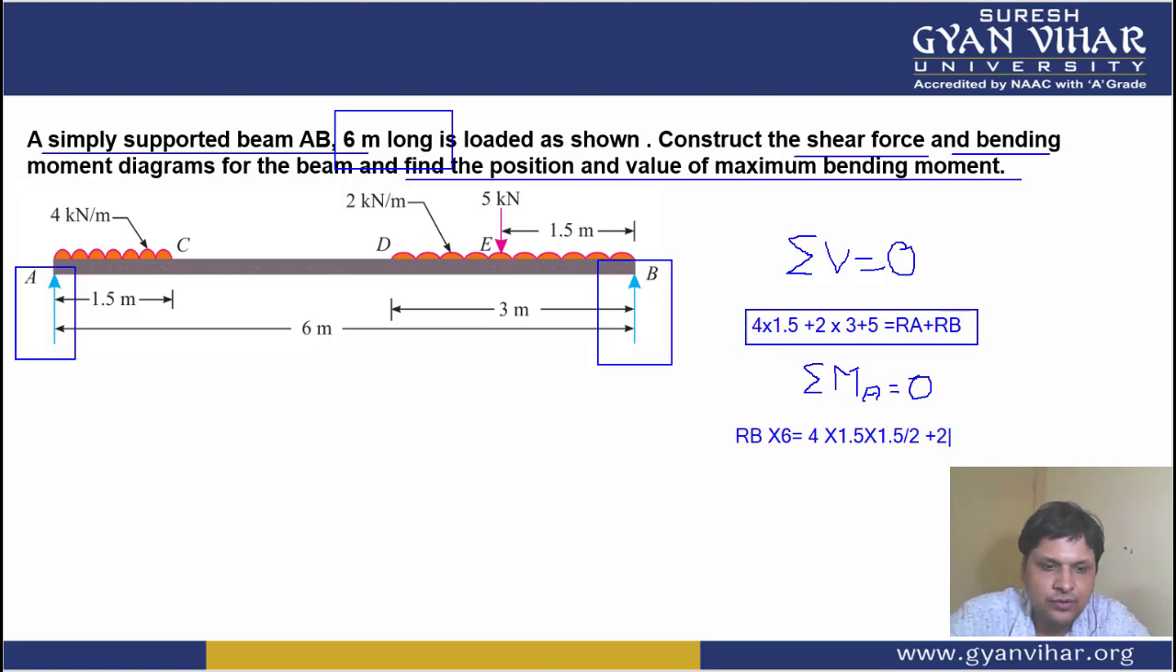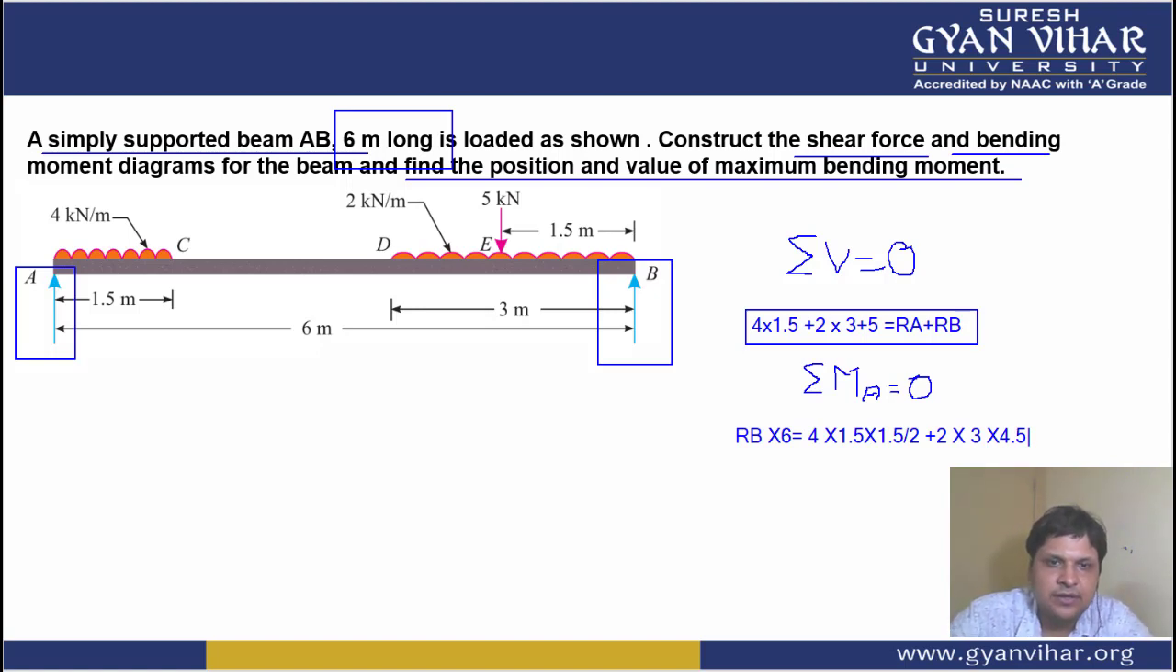plus the second force is 2 kilonewton per meter. Again it is a UDL and it is acting on 3 meter length. So 2 into 3, and again multiplied by the distance that will be taken. We all know that UDL is considered as a point load acting at its center of gravity. So half of 3 is 1.5, and the distance from A to D is 6 minus 3, that is 3. So 3 plus 1.5, that is 4.5, will be the distance of the center of gravity of this UDL of 2 kilonewton per meter from point A.